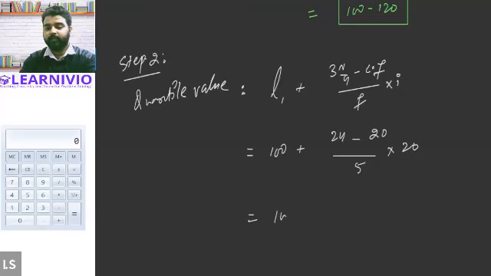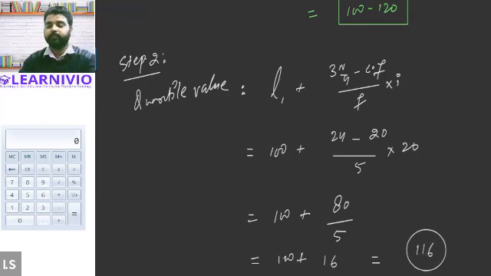So it will be 100 plus 24 minus 20, which is 4. 4 into 20 is 80. We will have to divide 80 by 5. After dividing 80 by 5, we get 100 plus 16. So your answer will be 116. This will be your upper quartile. Tell me, Alexander, is this clear? Steve, is this clear? Any doubts? Clear.